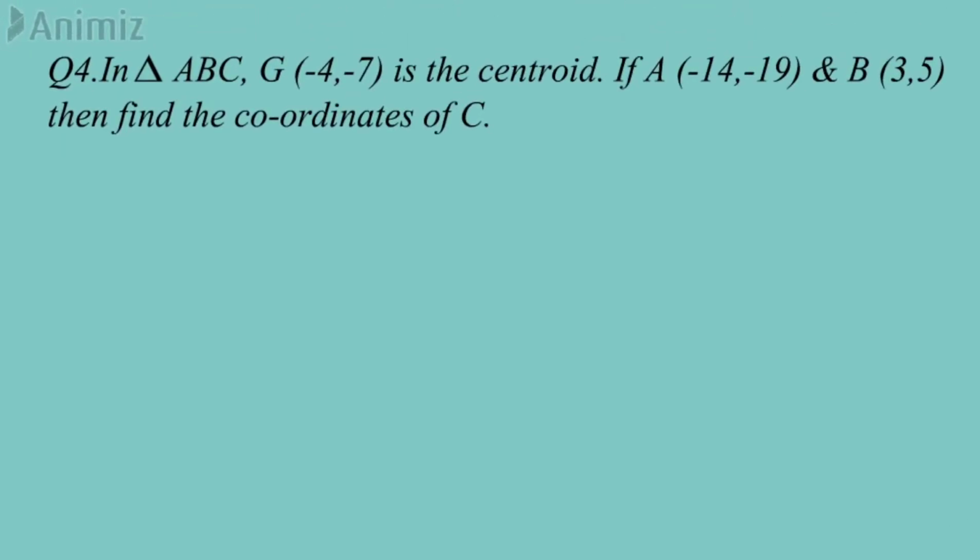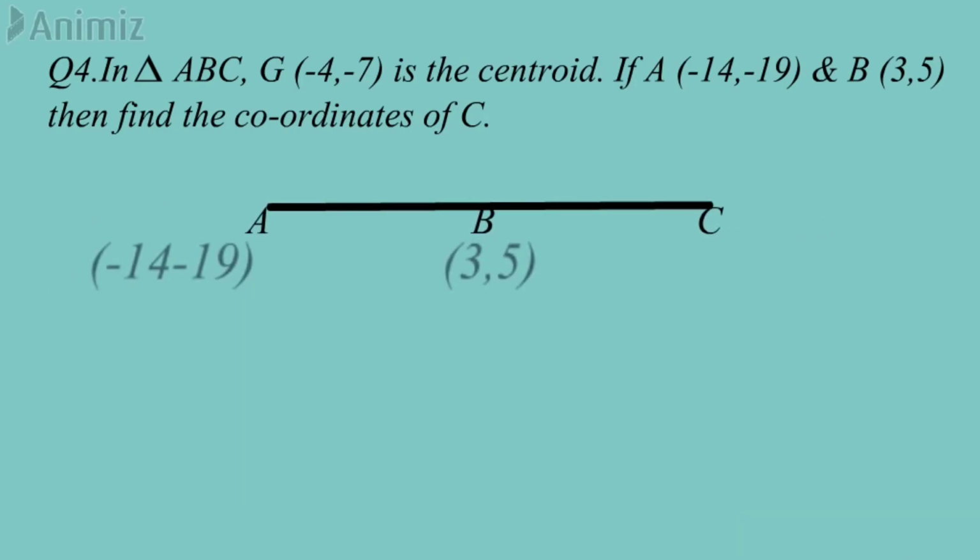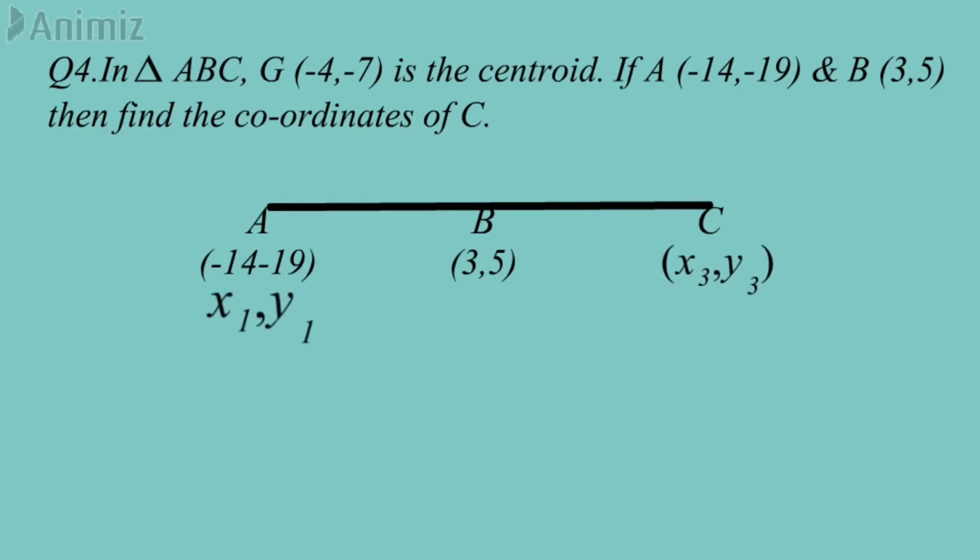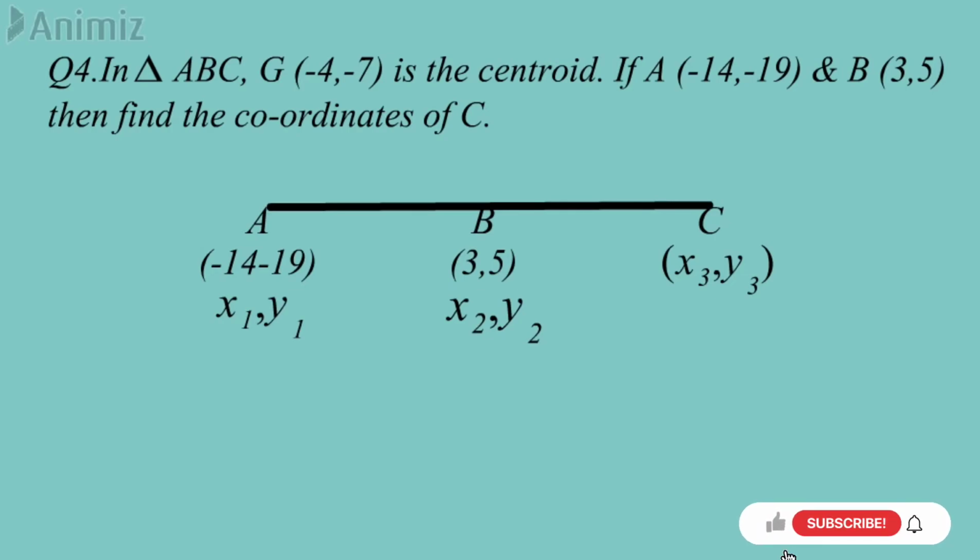Students, let's solve one more sum. In triangle ABC, G is the centroid whose coordinates are minus 4, minus 7. If the coordinate of vertex A is minus 14, minus 19 and that of B is 3, 5, then find the coordinates of C. Now first I am writing ABC in a sequence. It doesn't mean that it is a line. It is a triangle. For simplicity I am writing on one line and I am considering coordinates of A as x1, y1, B as x2, y2 and C as x3, y3.